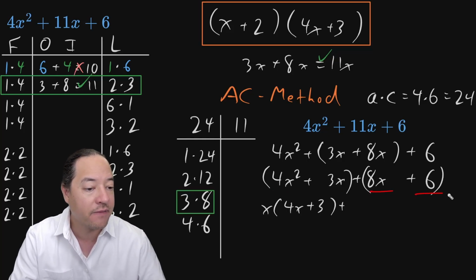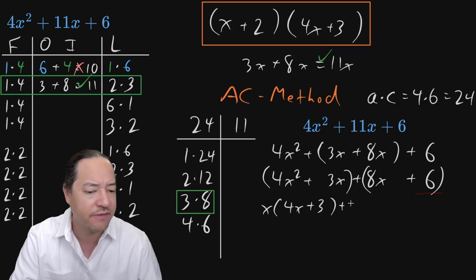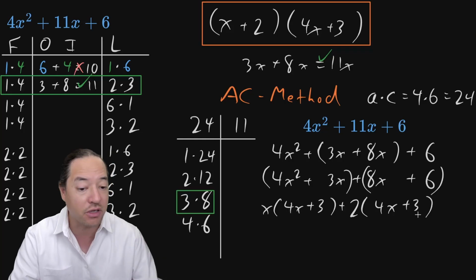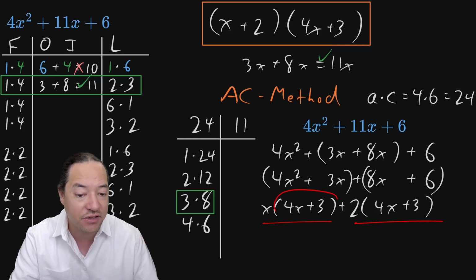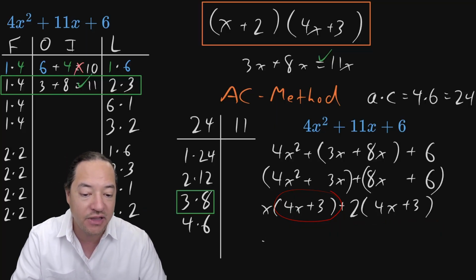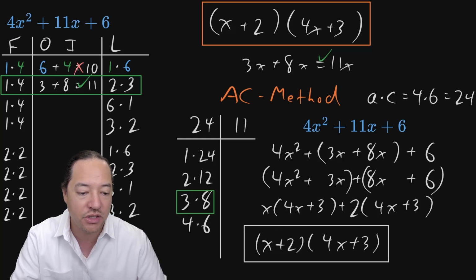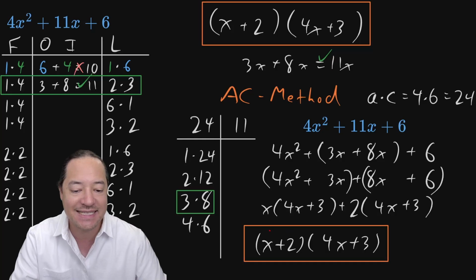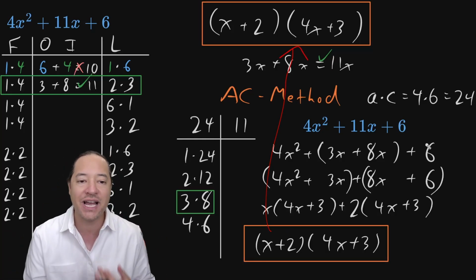And then I'm going to take out a greatest common factor here. I think that's going to be a 2, right? So if I factor out a 2, I'll be left with a 4x plus a 3. And now look, I'm left with two terms, each of which has a common factor of 4x plus 3. So I can factor that out from both terms. I'll be left with an x plus 2 times a 4x plus 3. And wouldn't you look at that? That is exactly the same factorization that we got through that whole messy trial and error method.